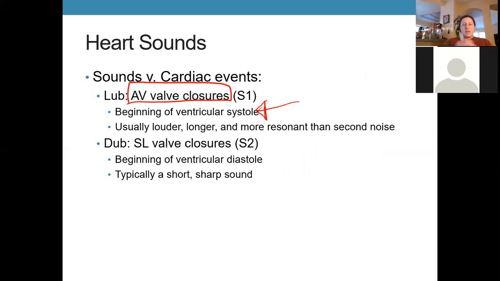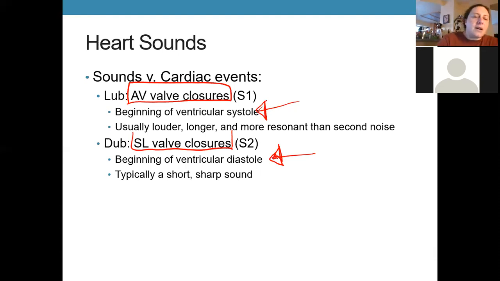The LUB is typically a louder, longer, and more resonant noise, as in it seems like it carries for more time. And then the DUB is caused by the turbulence when the semilunar valves close. And of course, that is the beginning of ventricular diastole. This is typically a shorter, sharper sound, and so they are distinct from each other.